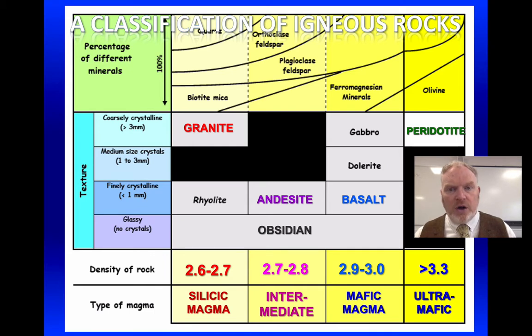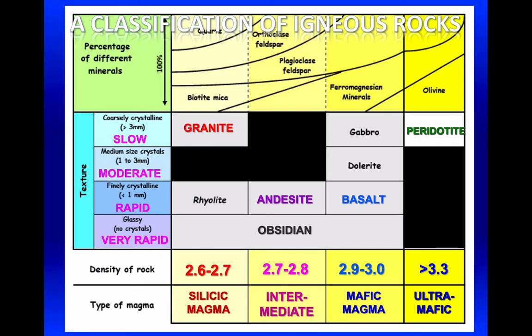So, for our coarse igneous rocks, like granite, like peridotite, the rate of cooling there is going to be very slow. For medium-sized rocks, it's moderate. For fine crystals, that cooling is very rapid. And for obsidian, where we don't see any crystals at all, it's extremely rapid, probably instantaneous cooling. Make sure you have these details on your table, on your classification, which needs to be complete.